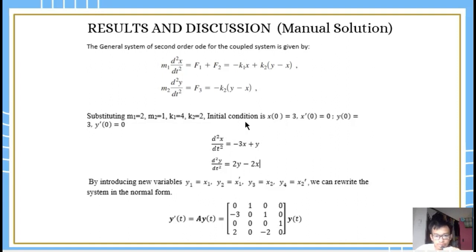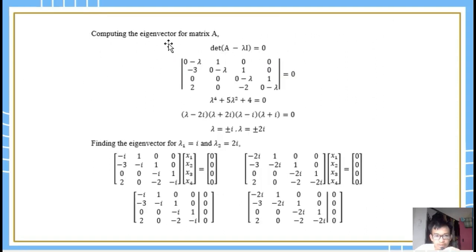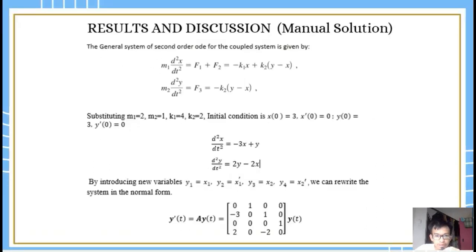And also we need to consider the initial conditions, and then we need to convert this system of second order ODEs into a system of first order ODEs. To do so, we need to introduce new variables, y1 equal to x1 and y3 equal to x2. So we have four equations, and it becomes a system of first order ODEs, and we have this matrix. Next we are going to find the eigenvalues and eigenvectors of the matrix.